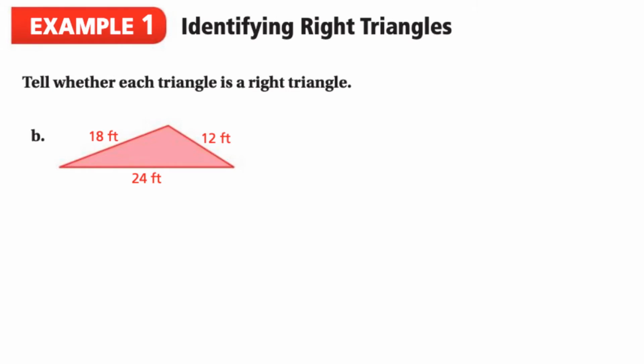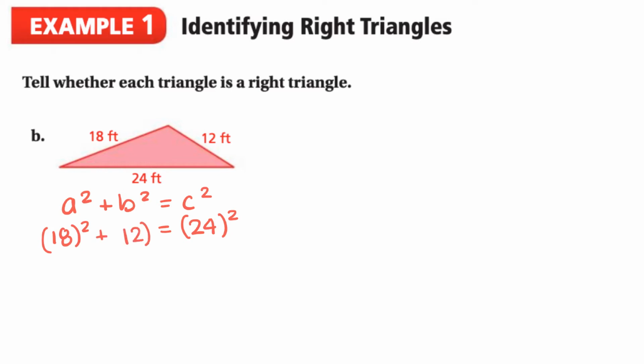So now let's take a look at part B of our first example. Here we have a triangle that has measures of 18, 12, and 24, and we want to determine whether or not this actually is a right-angled triangle. So again, we can start off with our equation, a squared plus b squared is equal to c squared. And then from here, we want to substitute our values, making sure that c is the longest side. So the longest side in our triangle here is 24, so the 24 must go here for c. And then a and b doesn't matter, so I'm going to do 18 squared plus 12 squared.